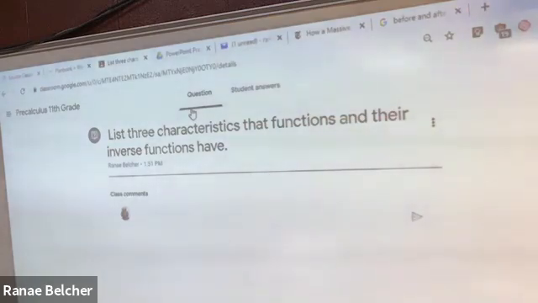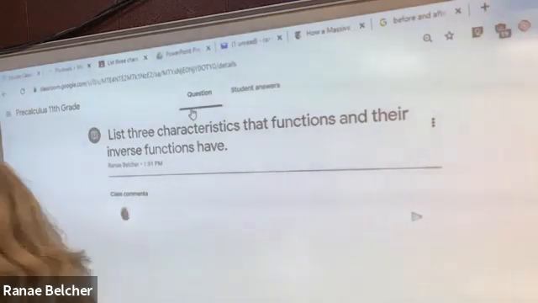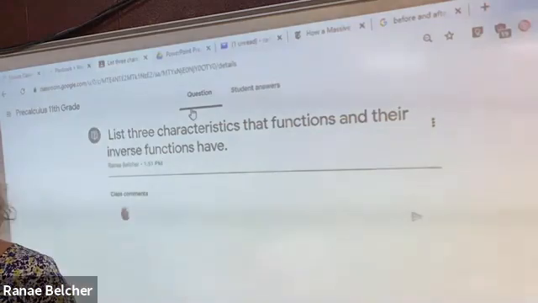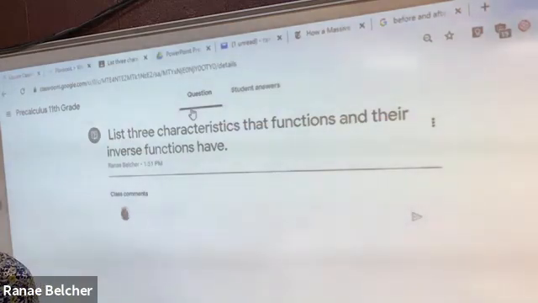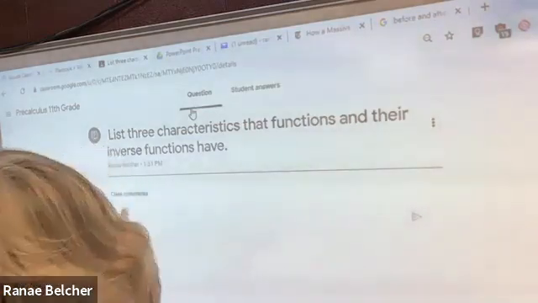You got your whiteboard. We're answering this question up here. 3 characteristics that functions and their inverses have, like something that has to do with the graph when you graph them both together, something that has to do with the data table, and something that has to do with their compositions. See if you can remember all 3. Let's see what you got.